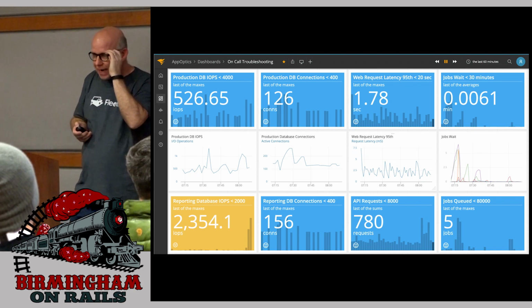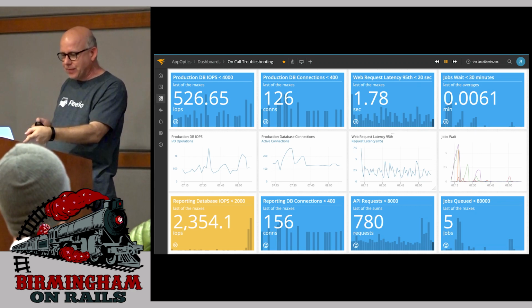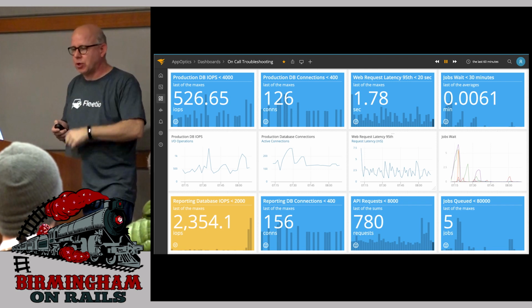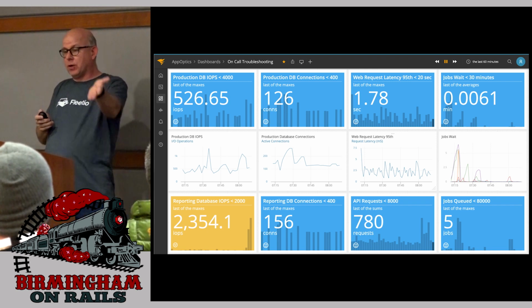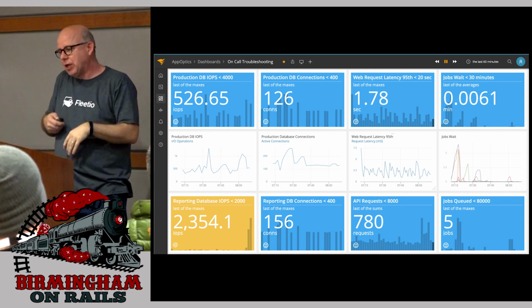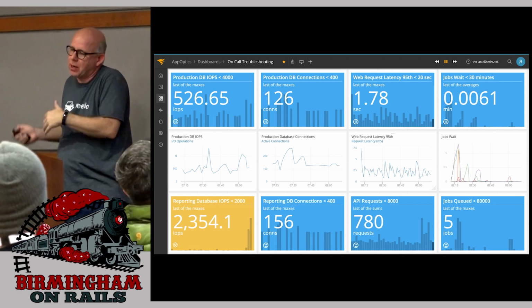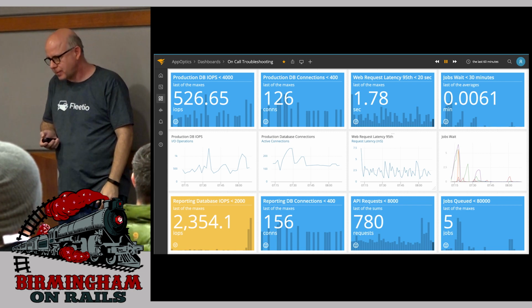Here's that troubleshooting dashboard I talked about. You see the bottom left, they've got thresholds on them, so it turns yellow when it goes above a certain threshold and then red when it goes above that. So you can easily see when there's a page what's causing problems.